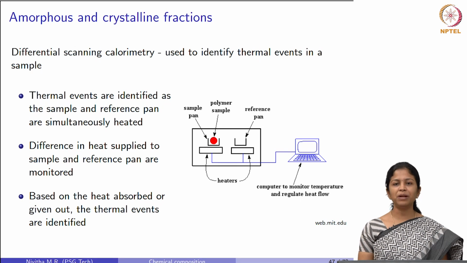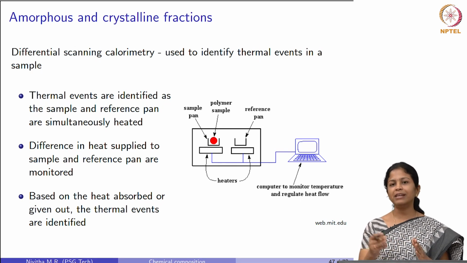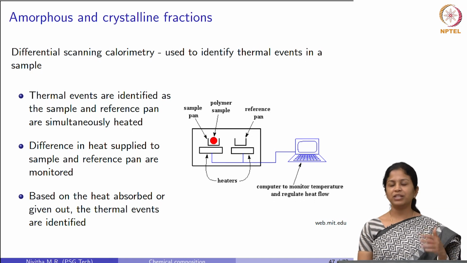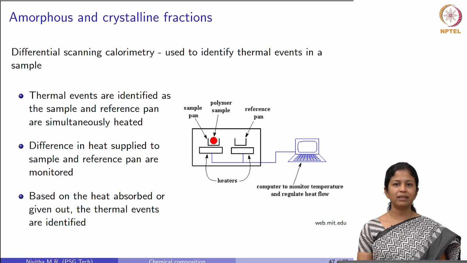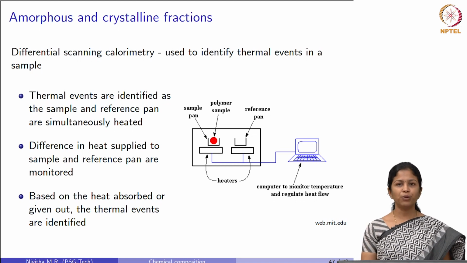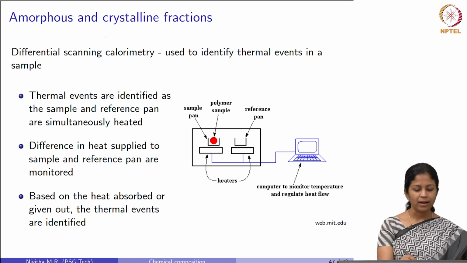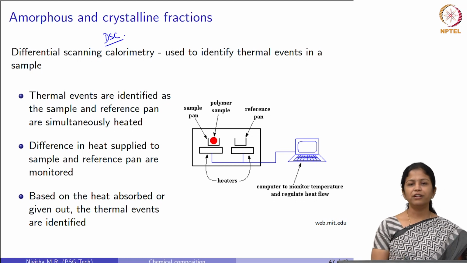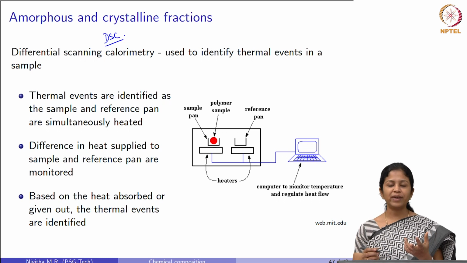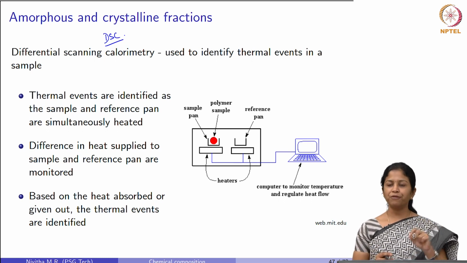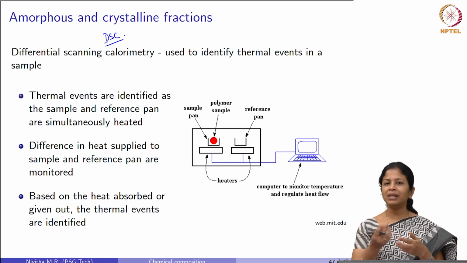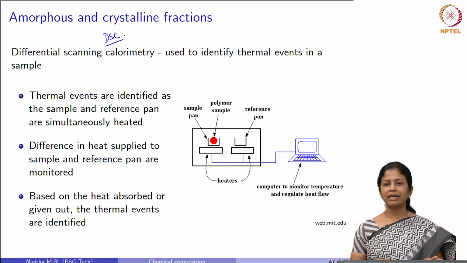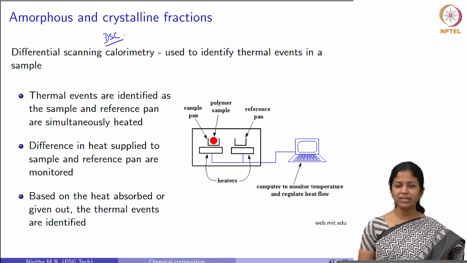For many polymers, people use this technique to identify the thermal events which are happening in the polymers. In the case of bitumen also, we tend to use this technique to identify what thermal events are happening in the material. For that purpose, we use differential scanning calorimetry, called DSC, to identify the thermal events happening in the material. If we want to study functionalities, we use FTIR spectroscopy. If you want to study the thermal events happening in the material, we use another technique, which is DSC. So, how does this technique work?